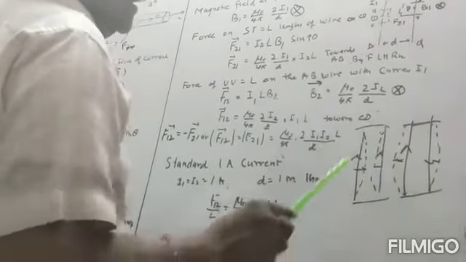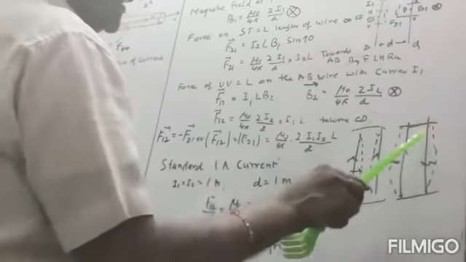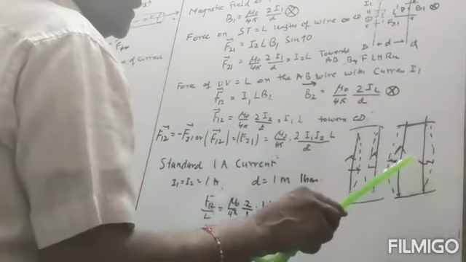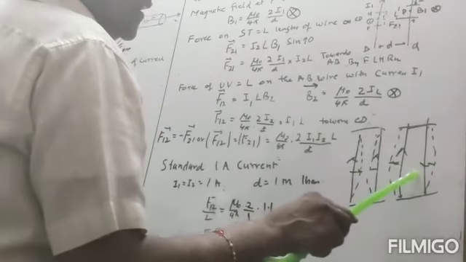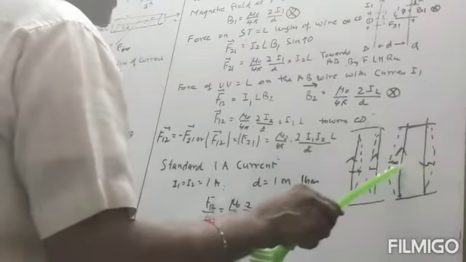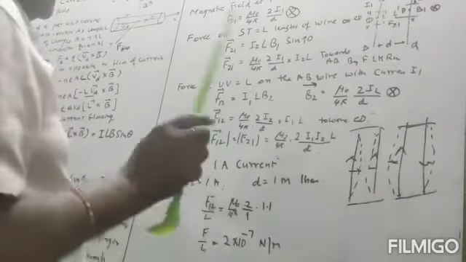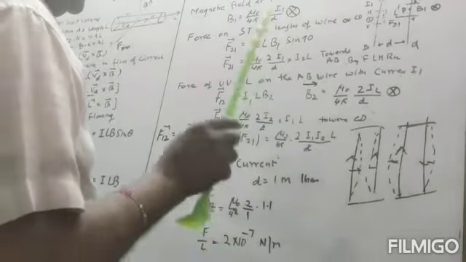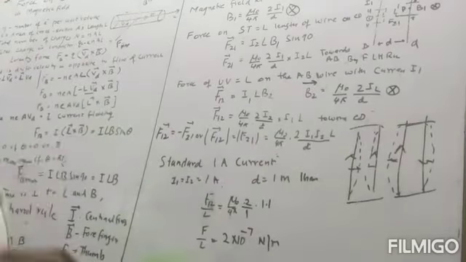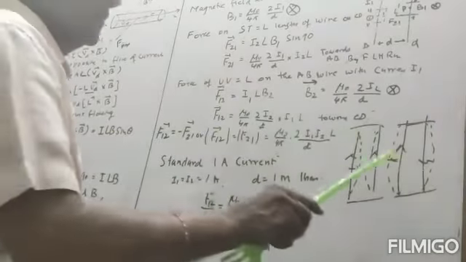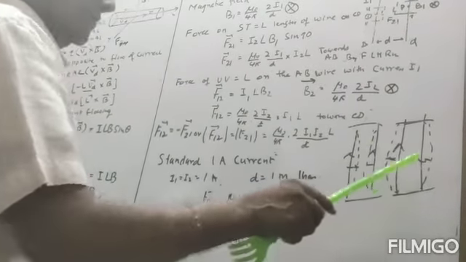Whereas if the current passing through AB is in this direction and we reverse the direction of CD, then there will be repulsion. Here the force F12 will be in this direction and F21 in this direction. So they are opposite, and the shape will be like this. So when the current is passing through parallel wires in the same direction, there is attraction, and when the current is passing in parallel wires in opposite directions, there is repulsion.